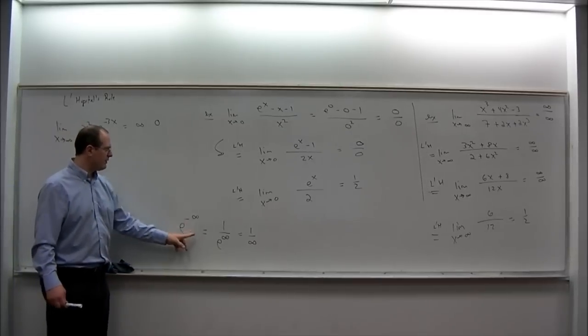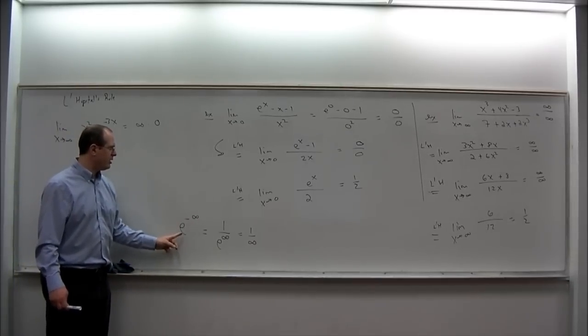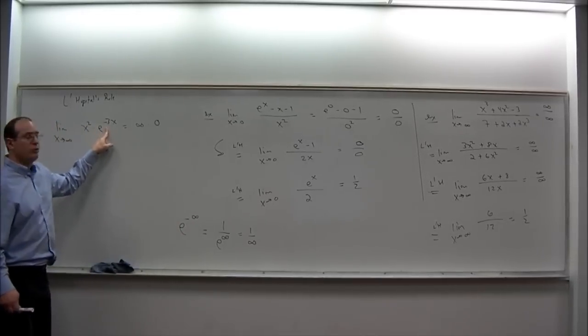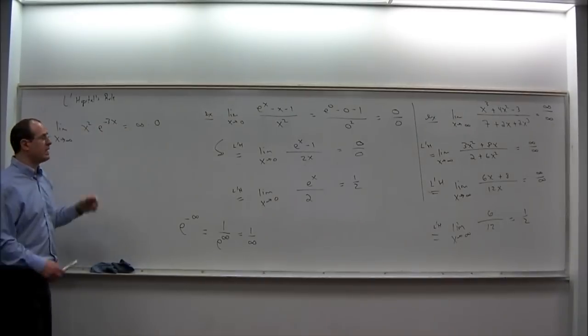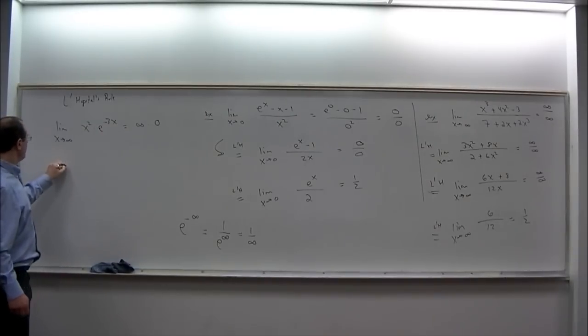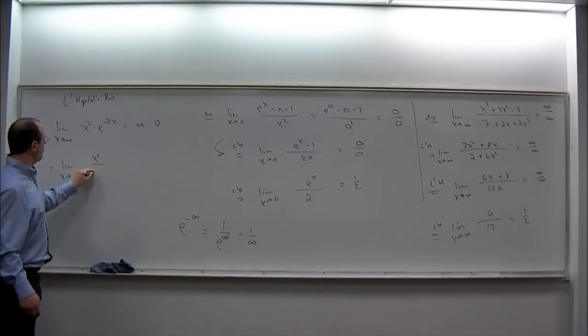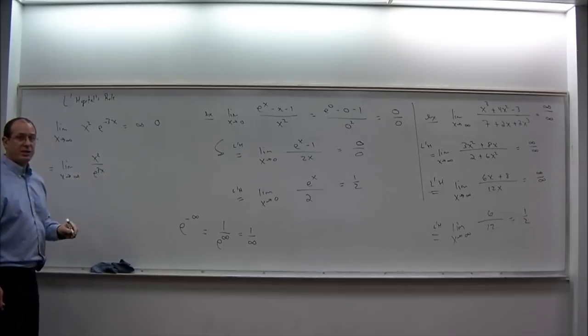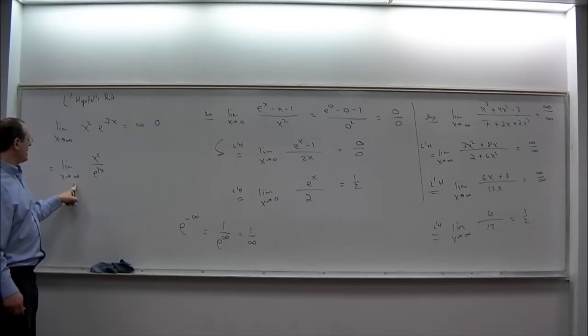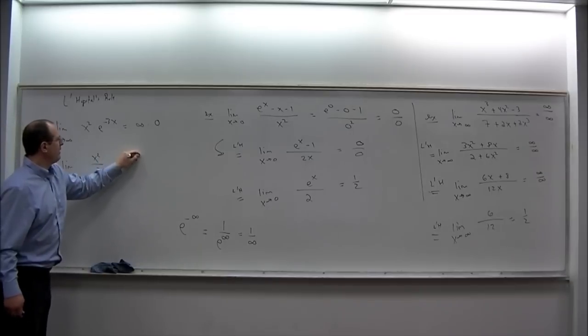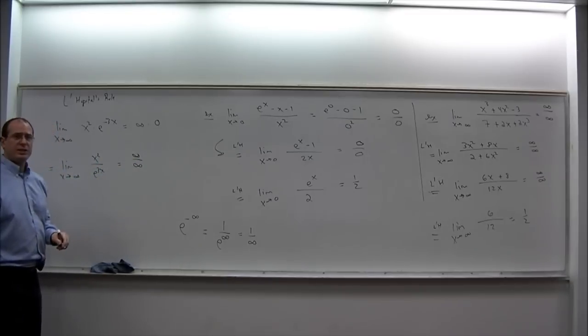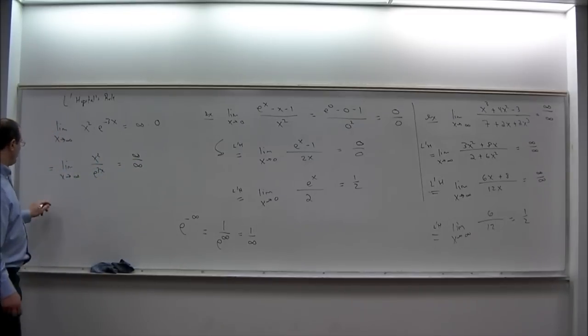And as the discussion of negative exponents indicated here, maybe we should consider moving this e to the 3x into the denominator as follows. So we could rewrite this limit as the limit of x squared over e to the 3x. Now, when we look at x going to infinity, we have an infinity over infinity situation. And we can apply L'Hopital's rule.